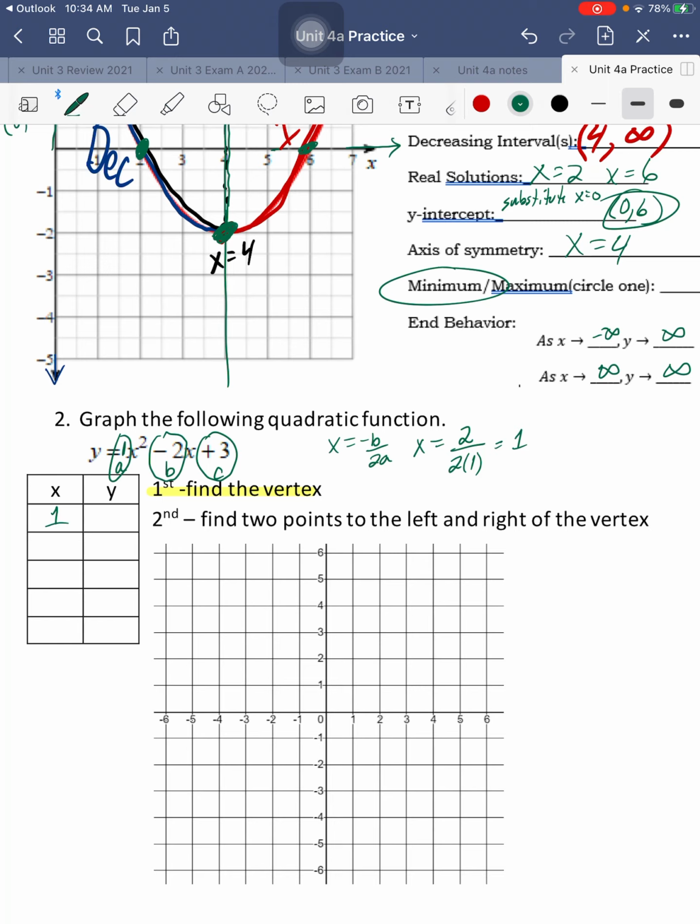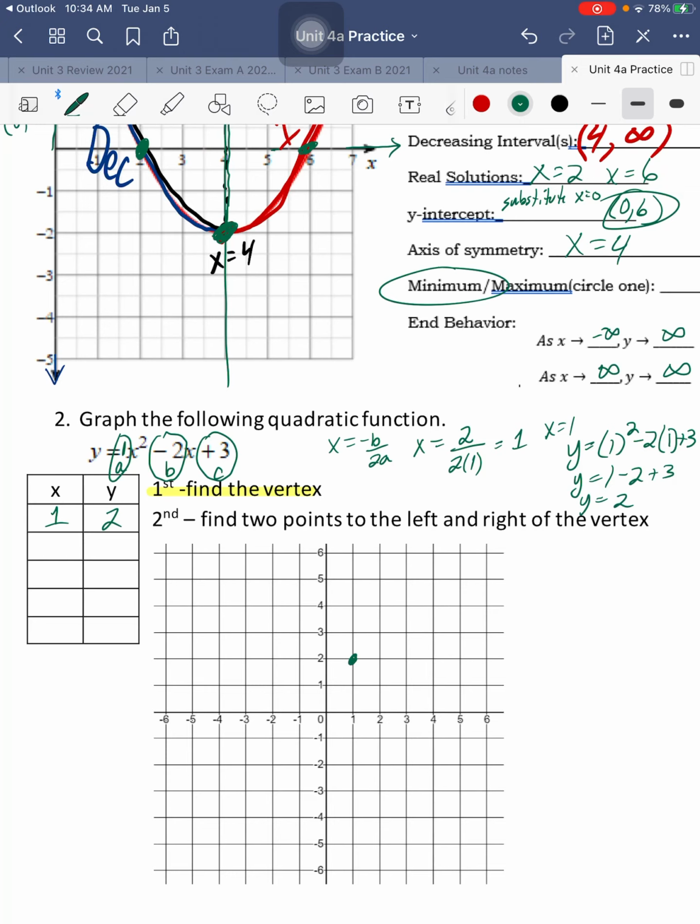But we don't know the y value. So now we need to substitute x equals 1 into the equation x squared minus 2 times x plus 3. And when we substitute it in, you get 1 minus 2 plus 3. 1 minus 2 is -1, plus 3 is 2. So the y value is 2. So our first point is 1, 2.